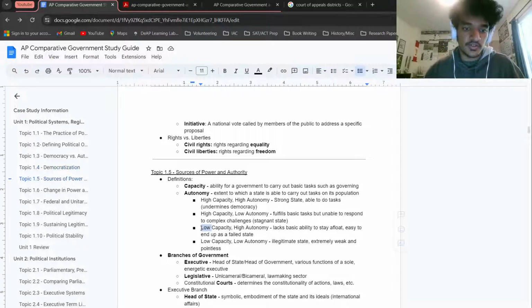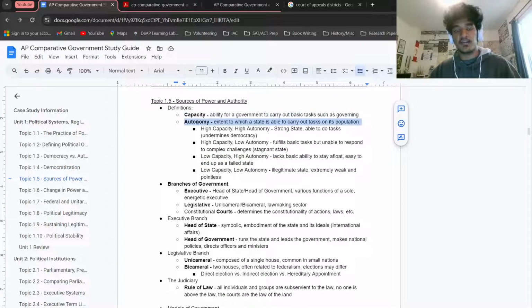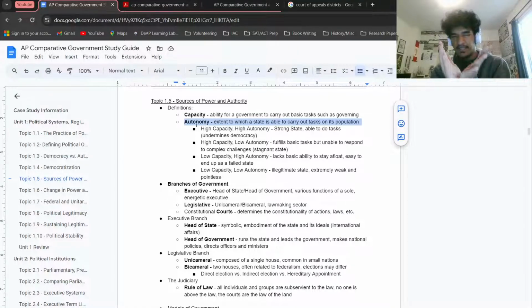Okay, now let's move on to 1.5. So, capacity versus autonomy, right? Imagine a Punnett square. You've got capacity, low capacity, high capacity, low autonomy, high autonomy. You want to have high autonomy, high capacity, right? That indicates a strong state. A good example of that would be Nazi Germany.